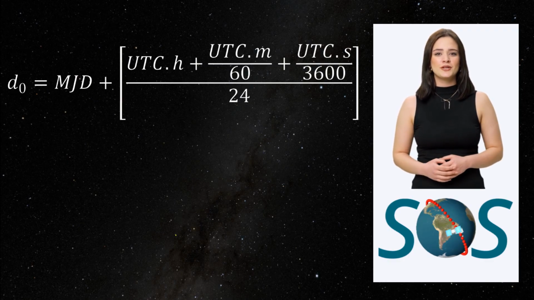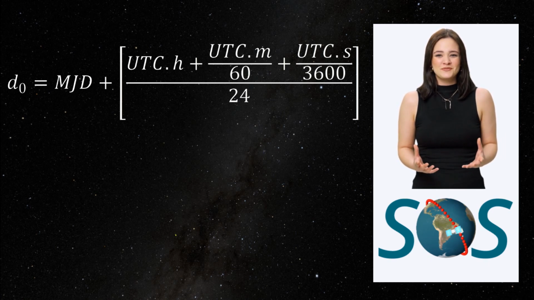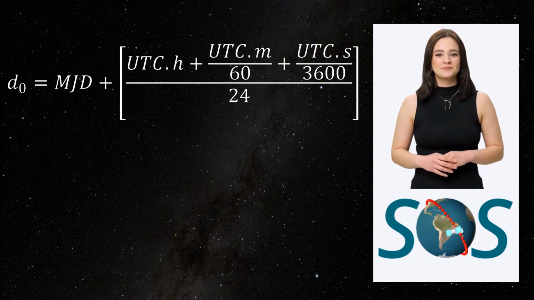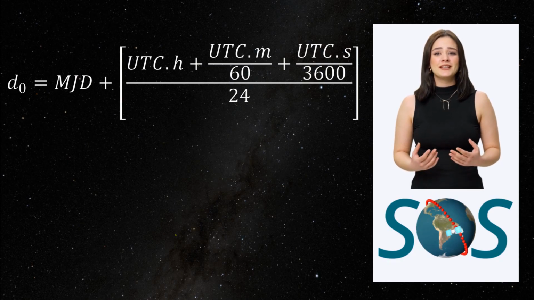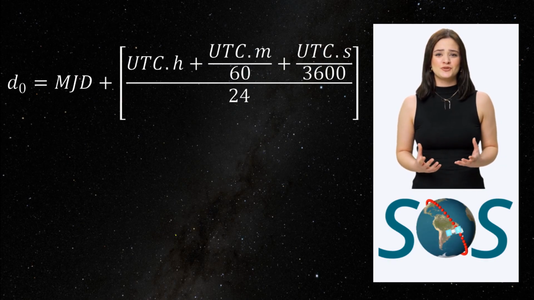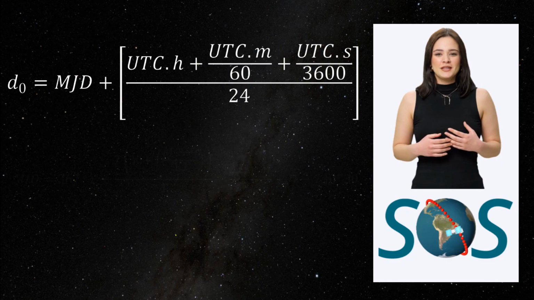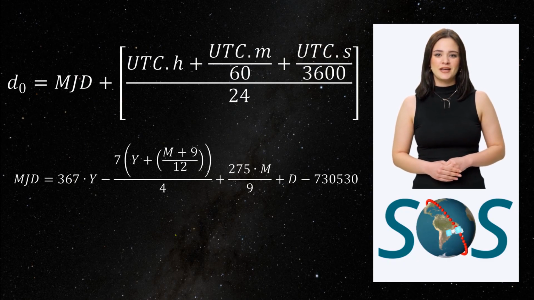I show this calculation in the equation to my right, where MJD is the modified Julian day and represents the integer part of D0. The fractional part of D0 is shown in brackets. In this equation, UTC.H is coordinated universal time hours, UTC.M is coordinated universal time minutes, and UTC.S is coordinated universal time seconds. The next equation can be used for calculating the integer modified Julian day based on calendar date.